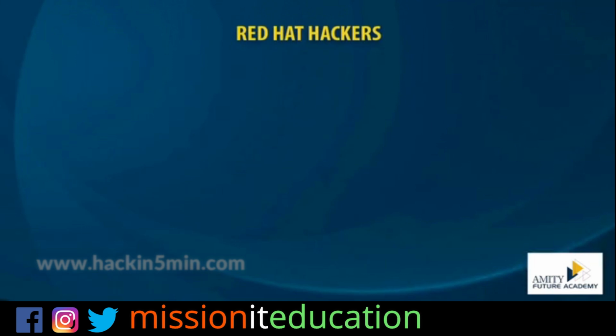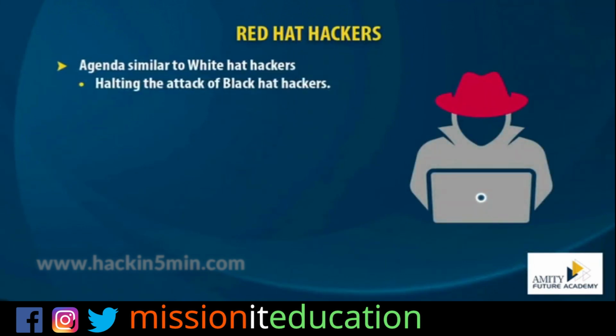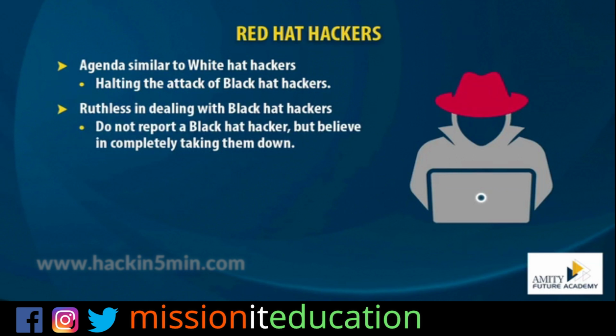Okay. Now the next type of hacker is red hat hackers. Red hat hackers have an agenda similar to white hat hackers, which in simple words is halting the acts of black hat hackers. So to defend against black hat hackers, we have white hat hackers and also we have red hat hackers. But what's the difference between red hat and white hat? Both are operating against black hat. Let's see what's the difference. The major difference is the way they operate. They are ruthless when it comes to dealing with black hat hackers.